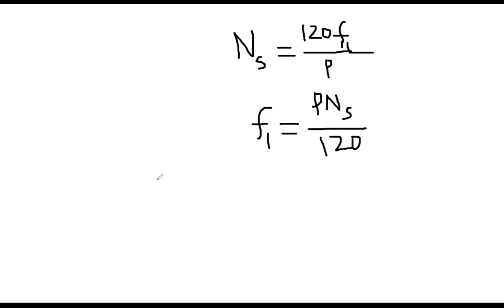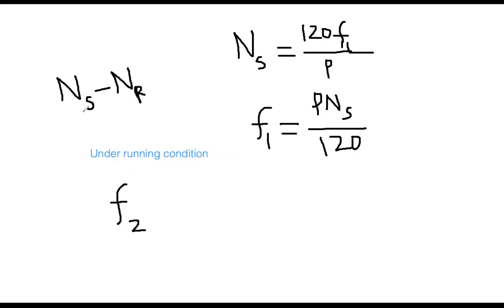Now, what I am saying is that when the motor has started rotating, under running condition, the rotor frequency will be changed. It is no more f1. Rotor will have a different frequency, which is f2. Why will it be changed? Because there is a difference in speed, Ns minus Nr, which is called the slip speed. You remember we were discussing the slip speed, Ns minus Nr.